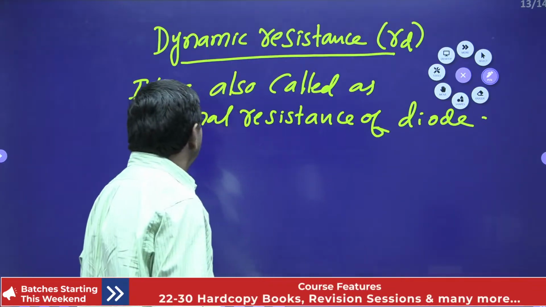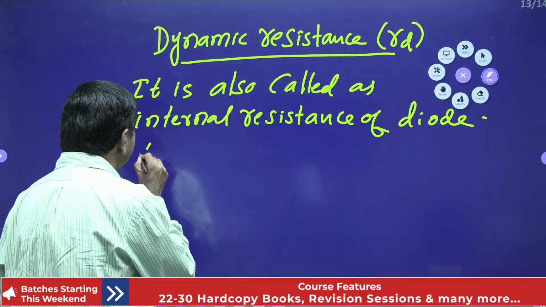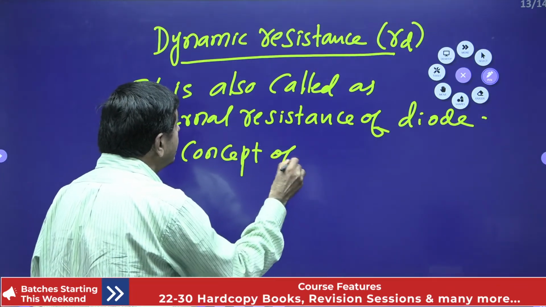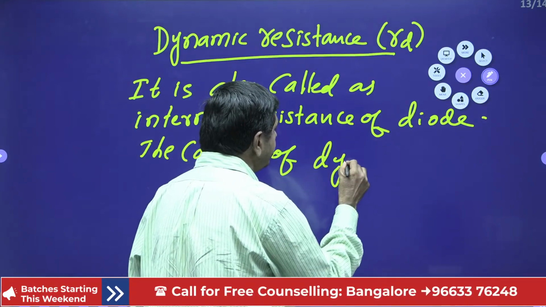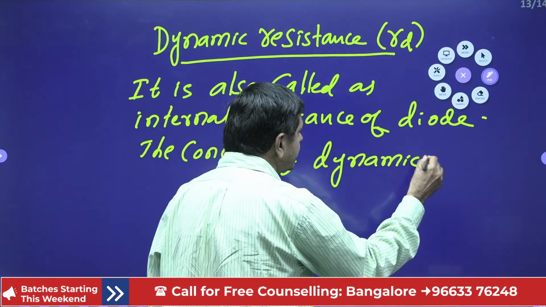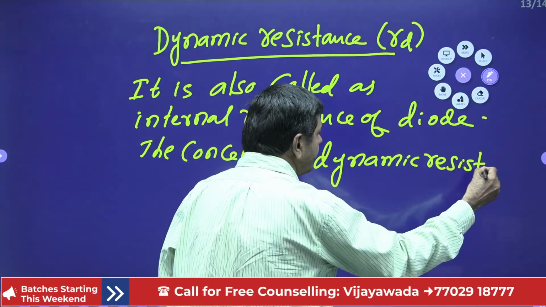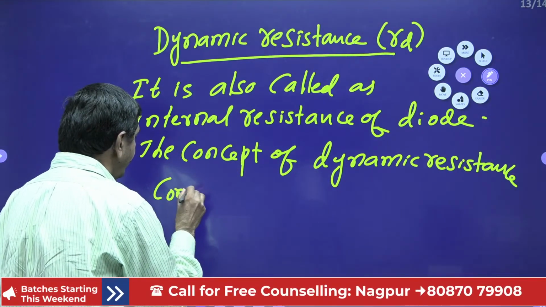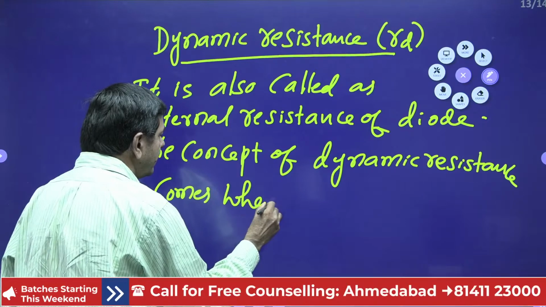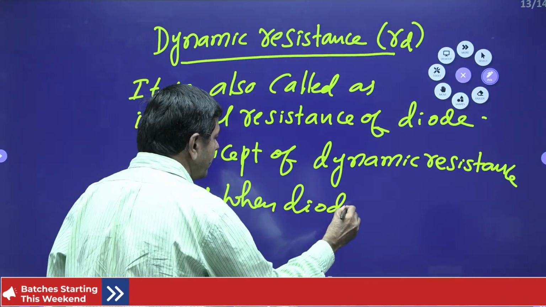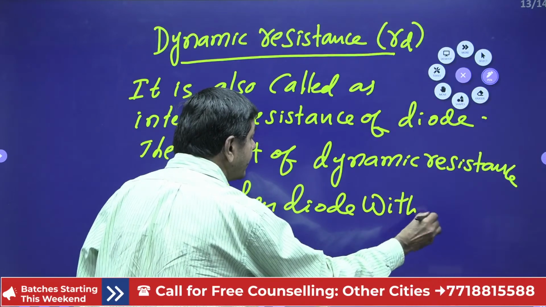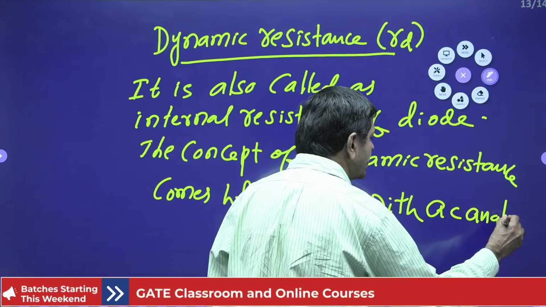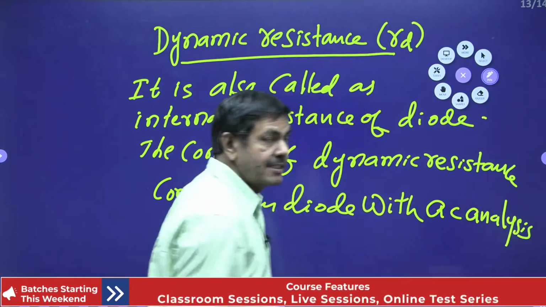The concept of dynamic resistance comes when the diode is under AC analysis. With AC analysis, whenever it is made, they will use this dynamic resistance only.